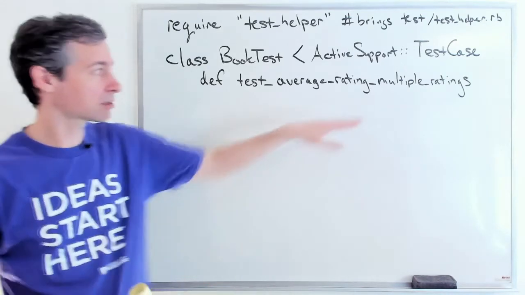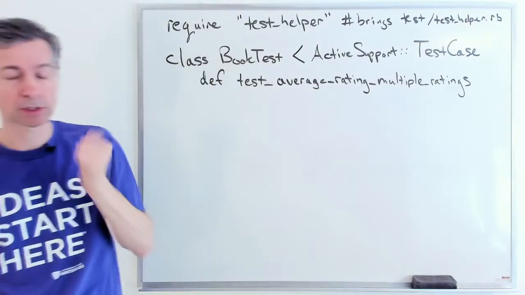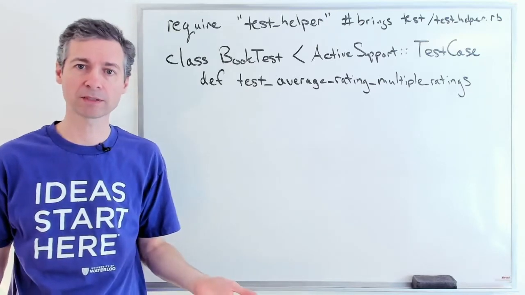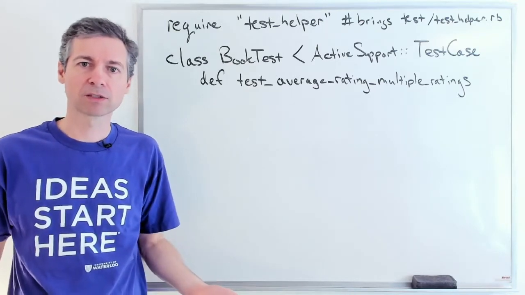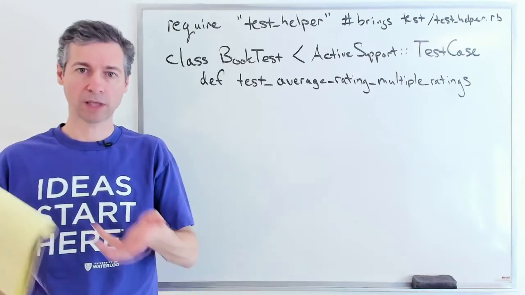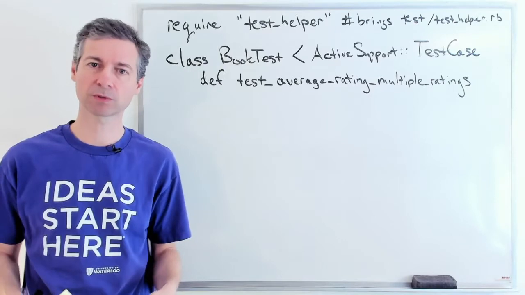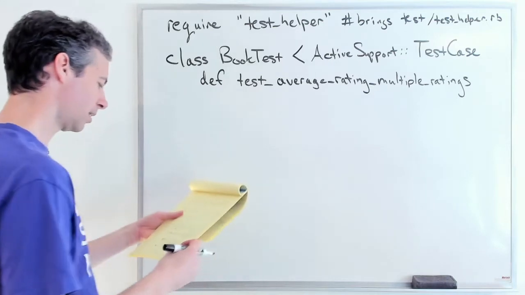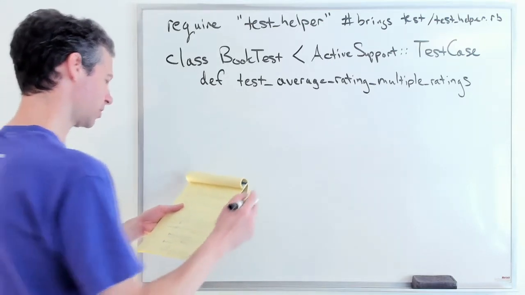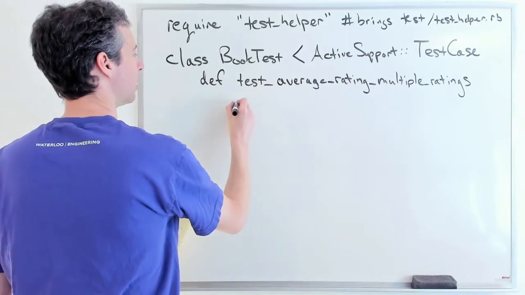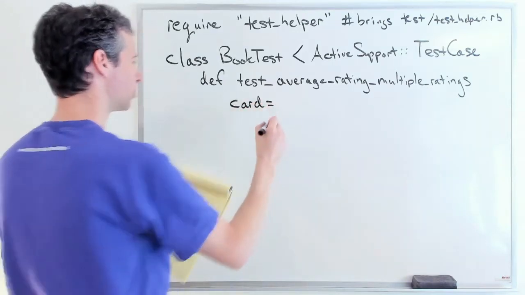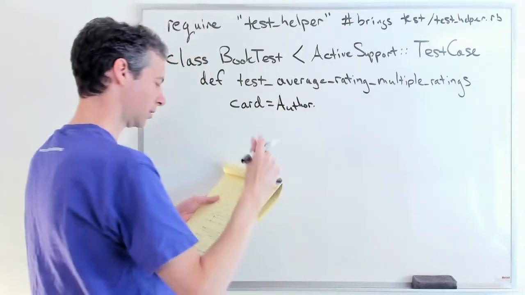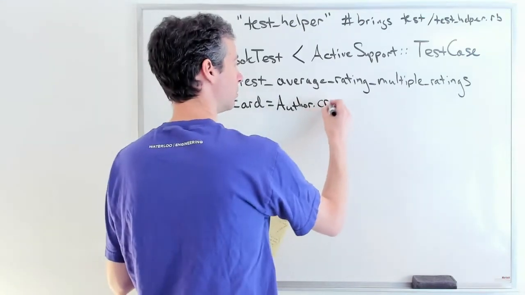And I want to test average rating on my book class, so I need to get a book into the database, and I need to give it some ratings so that I can actually call average rating on that book and see if I produce the right result. So for example, I could absolutely go ahead and do the following: I'm going to make this variable card, and I'm going to call my author model class to create a new author.